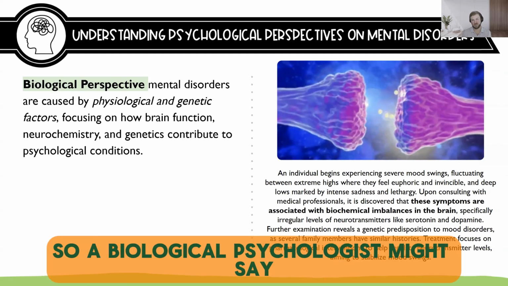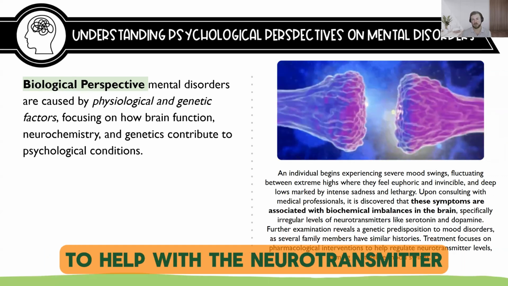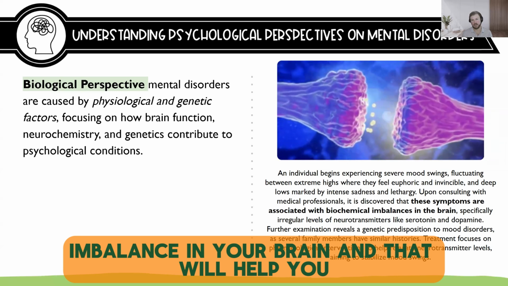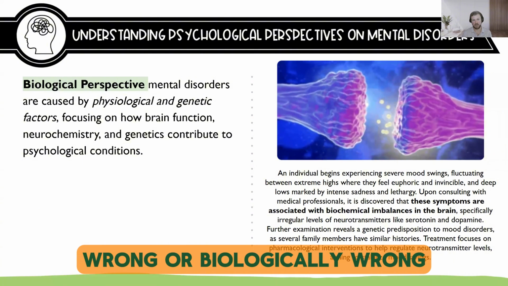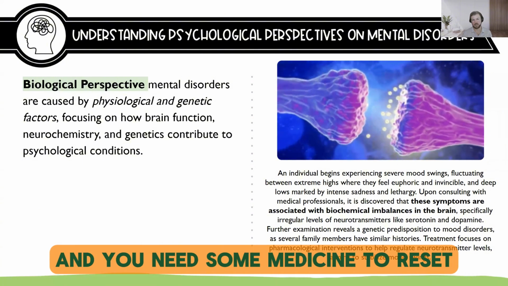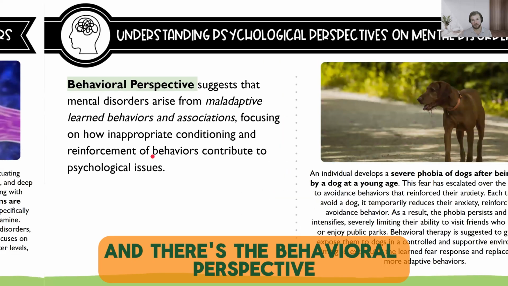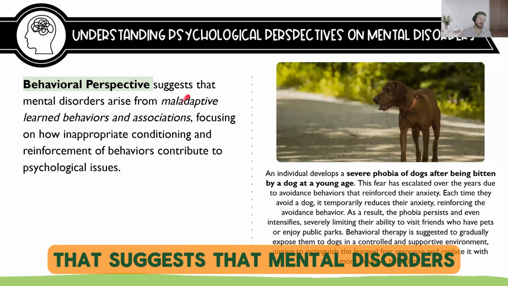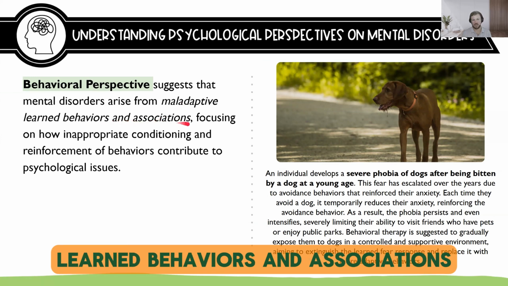So a biological psychologist might say you should take some medicine to help with the neurotransmitter imbalance in your brain, and that will help you. That's a biological perspective. Something is genetically wrong or chemically wrong or biologically wrong, and you need some medicine to reset. Then there's the behavioral perspective that suggests that mental disorders arise from maladaptive learned behaviors and associations.